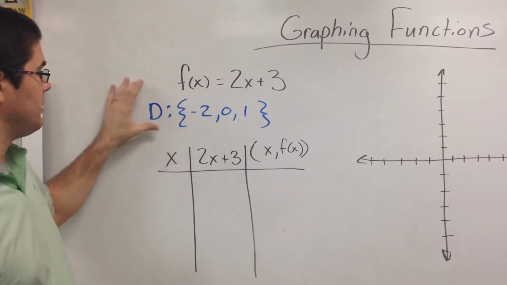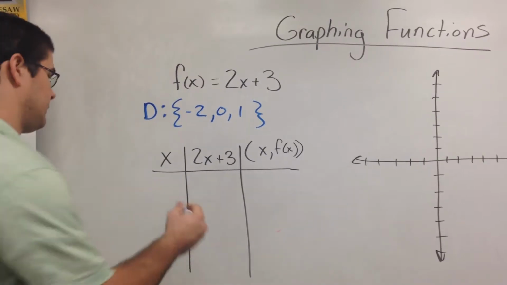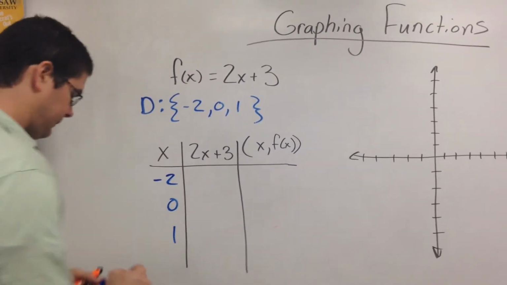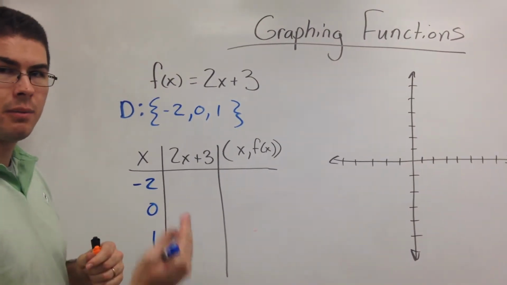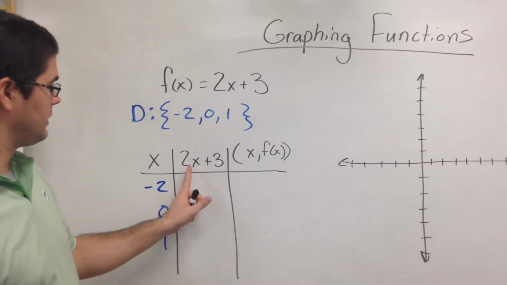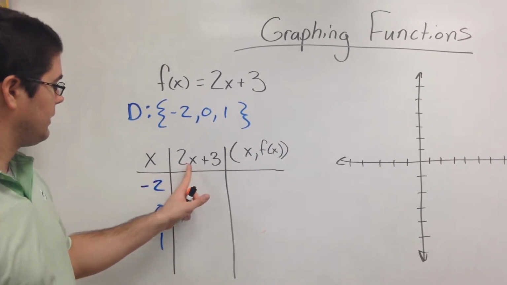Okay, so to graph this, I'm going to go ahead and put my x values here. So my x values are -2, 0, and 1. And what I'm going to do is figure out what y values are produced when I plug these x values into the function. Okay, so my function is 2x plus 3, and all I'm going to do is plug -2 in to see what I get.